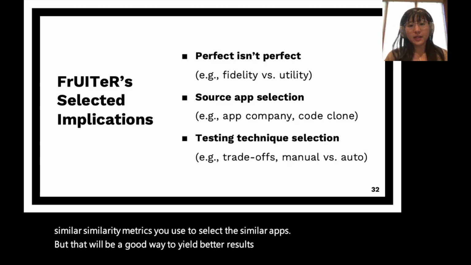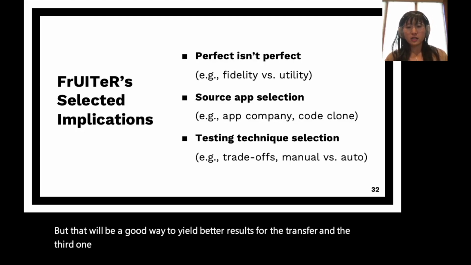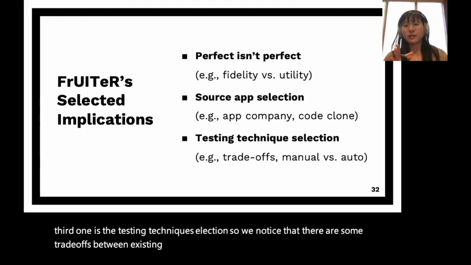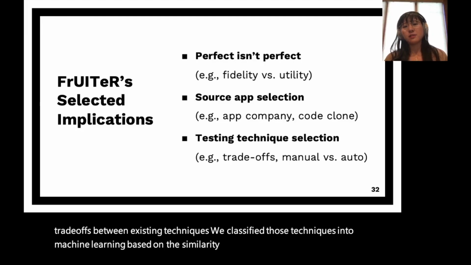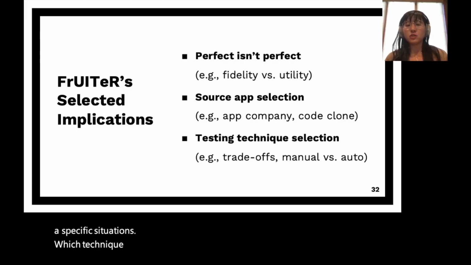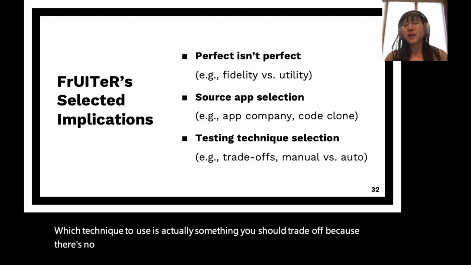And the third one is the testing technique selection. So we noticed that there are some trade-offs between existing techniques. We classified those techniques into machine learning based and similarity based. They have their respective pros and cons. If you want to know the details, please check our paper. But given specific situations, which technique to use is actually something you should trade off, because there's no winning technique in every case.